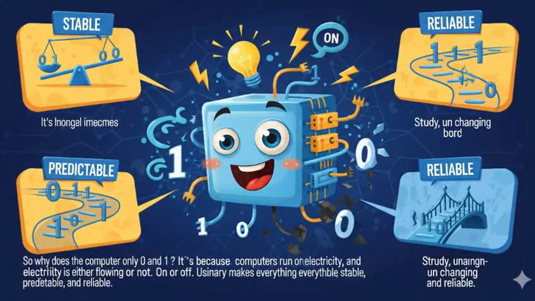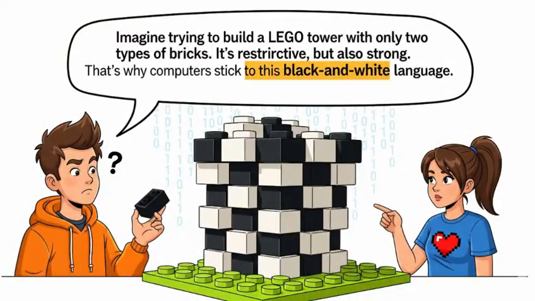So why does the computer only use 0 and 1? It's because computers run on electricity, and electricity is either flowing or not, on or off. Using binary makes everything stable, predictable, and reliable. Imagine trying to build a Lego tower with only 2 types of bricks. It's restrictive, but also strong. That's why computers stick to this black and white language.